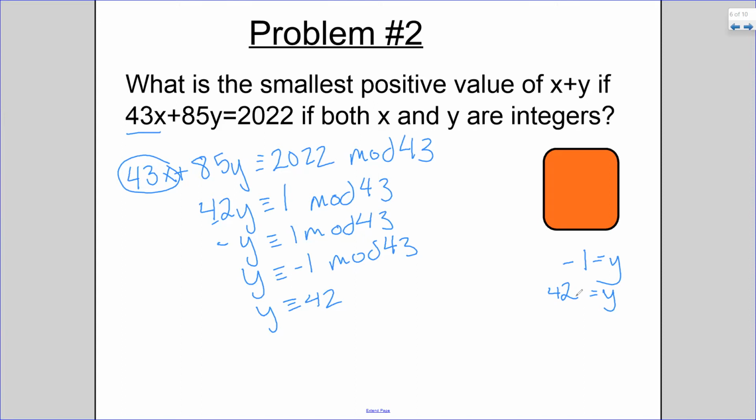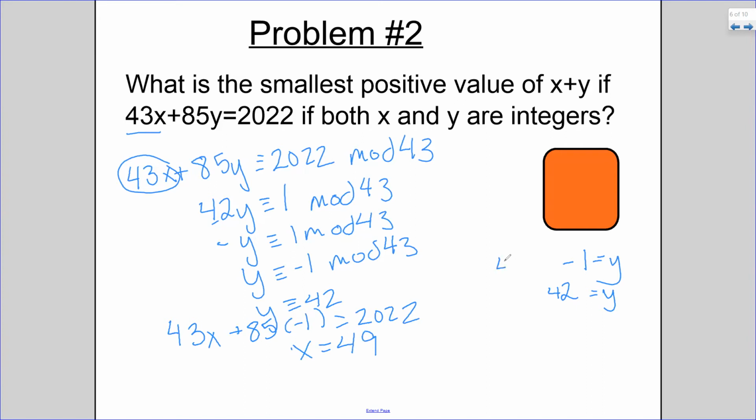So once we have these 2 y values, we're going to go back to our regular equation, and we're going to plug them back in, right? No modulus, we're just gonna plug them in. So this becomes plus 85 times -1, and that will equal 2022. So we're gonna add 85 to both sides. And then all we're gonna do is divide by 43. And this will get us x is congruent to 49.